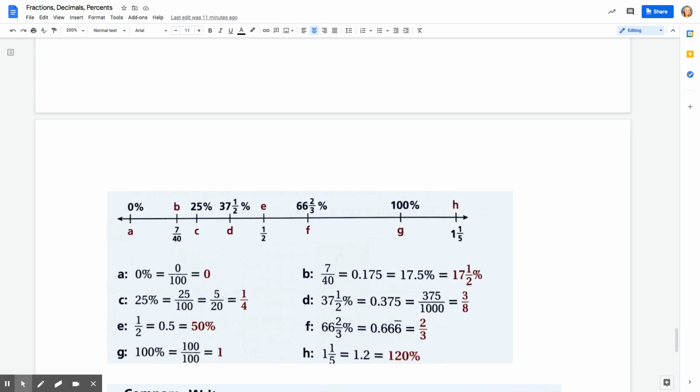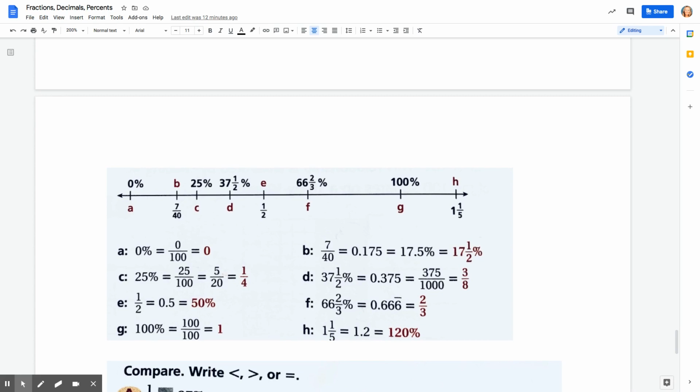This one, 100%. 100% means you got 100 of them out of 100 correct. Yay! Now you got 100 out of 100. Now you need to divide that. Well, that is equal to 1. And again, that's the same as saying 1.0.